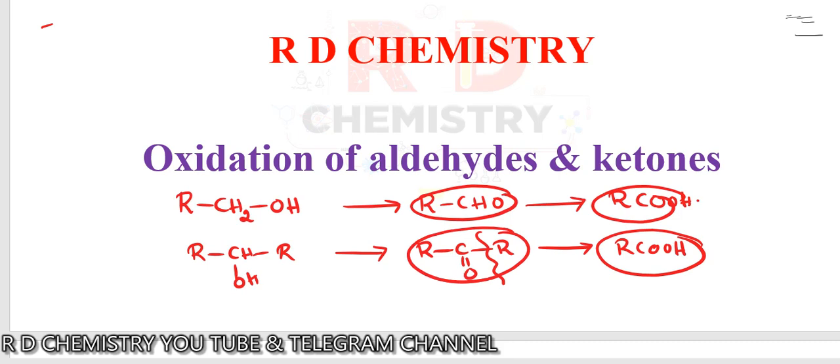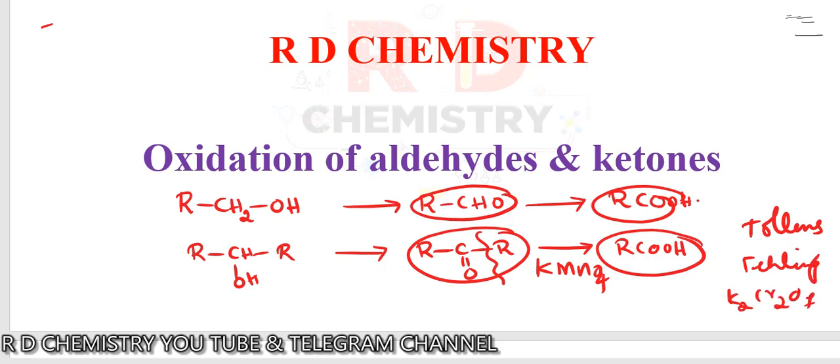Now, if you want to convert aldehydes and ketones, we can make use of potassium permanganate, the strongest one. We can make use of the Tollens reagent. We can make use of the Fehling's solution. We can also make use of potassium dichromate in the acidic medium. But the conversion depends on the type of the molecule used, either aldehyde or ketone, and the reaction condition. So let's proceed now.